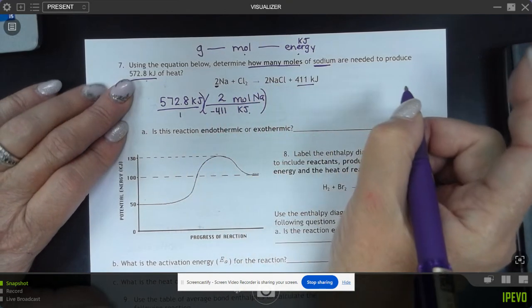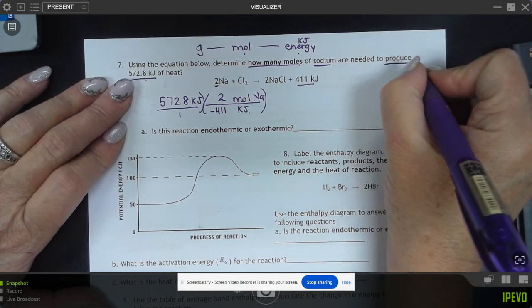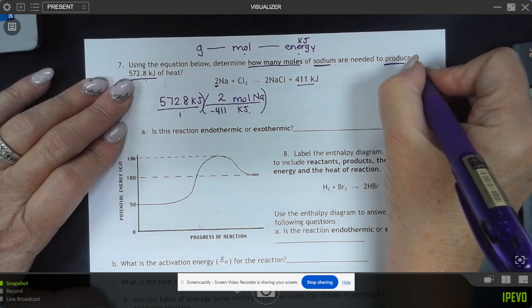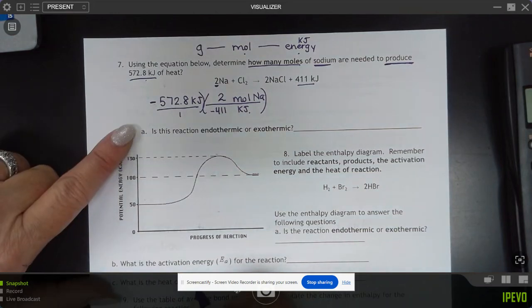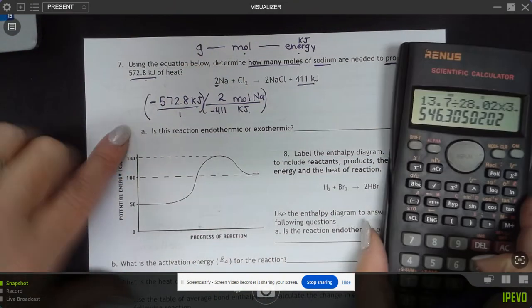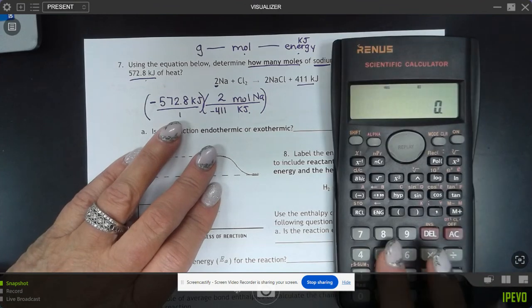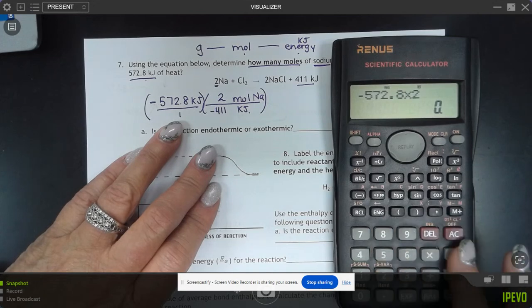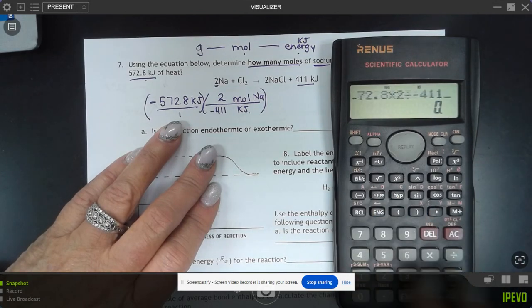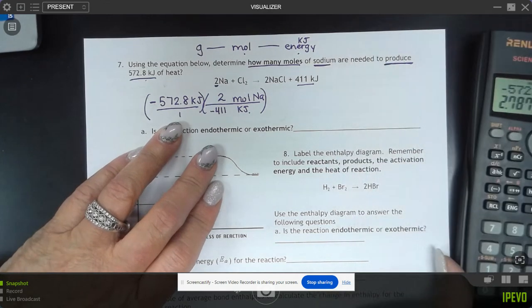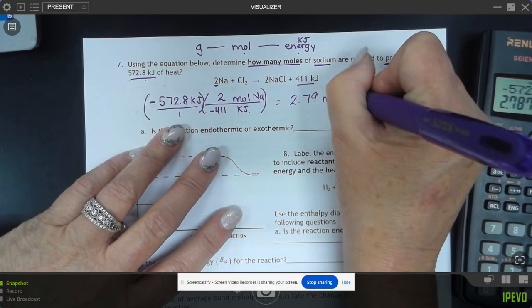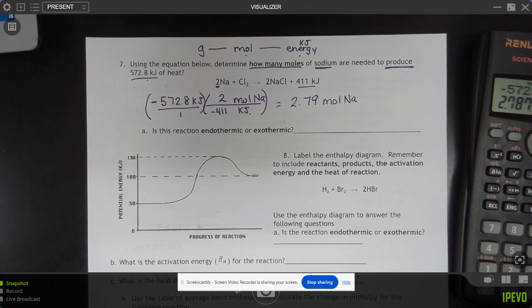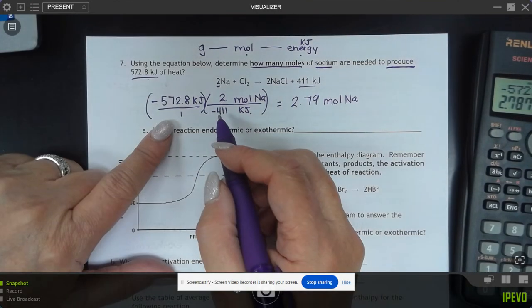The other thing we need to think about is that in our question, it said that this energy is going to be produced. So that means that this is minus 572, okay? And I'll explain something in just a minute. So we've got minus 572.8 times 2 divided by negative 411. So I get 2.79 moles of sodium.